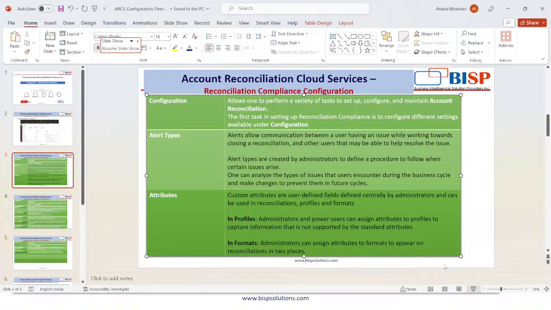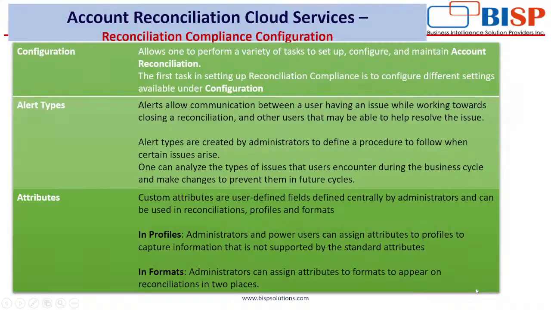Then the second one is the attributes. Custom attributes are user-defined fields defined centrally by the administrator and can be used in reconciliation profiles and formats. Basically, these are the column headings or attributes which are defined by default. They are available in the application, and can be commonly used while working.